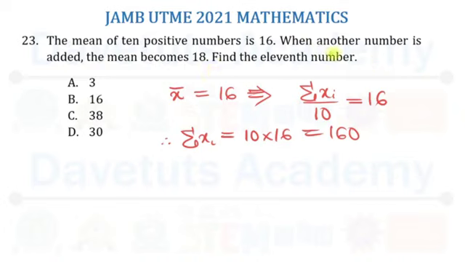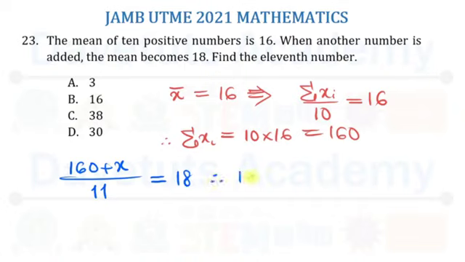So now we are being told that another number is added and the mean becomes 18. We have to find the 11th number. No problem. What we are just saying is that the sum initially is 160. So we add another number to that 160. 160 plus x over the total numbers now will be 10 plus 1 because we've added another number. And we are told that that mean is 18.